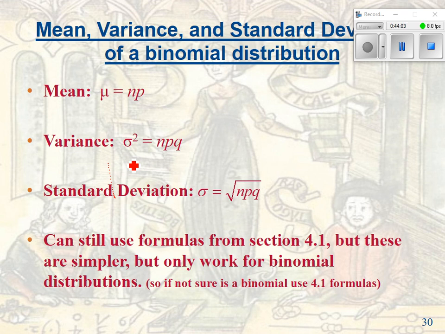Yep. If we're trying to find the mean, variance, or standard deviation, this only works for a binomial setup. This only works for a binomial setup. You can still use the formulas from section 1 to do all this stuff, but this is easier if it's binomial.